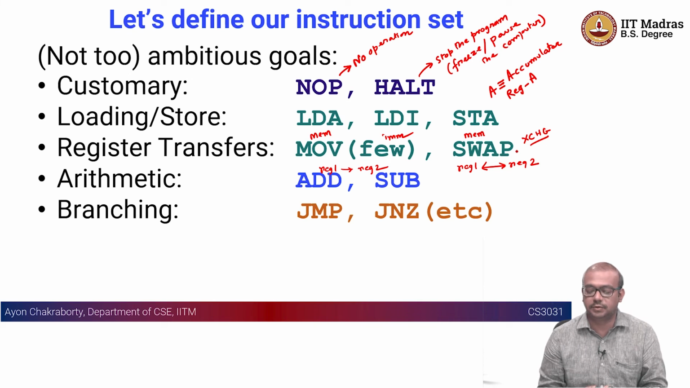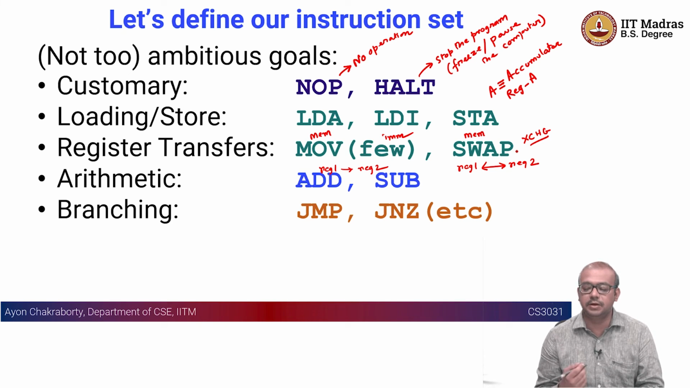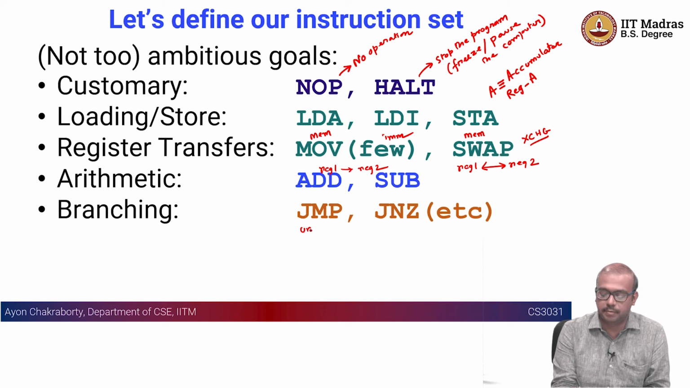One is jump. So jump is also going to take an address with it, because I have not yet mentioned the syntax for these instructions. Here I am introducing the kind of instructions that we are going to support. So jump is often called an unconditional jump.